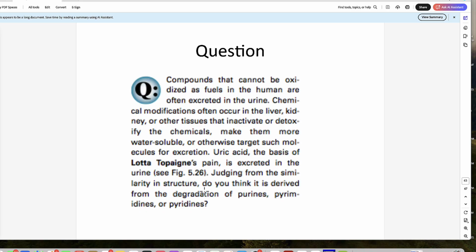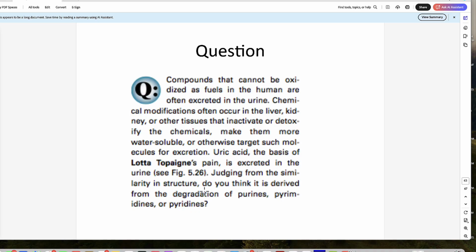pyrimidines, or pyridines? Now, in order to really answer that question about uric acid, you have to look up or think about the structure. So uric acid contains two rings, and it's similar to purines, adenine, and guanine. When you look at it and think about urinary excretion, the product formed from oxidation of these two purine bases is not very water soluble, at a specific pH near the pKa of an acidic hydroxyl group.